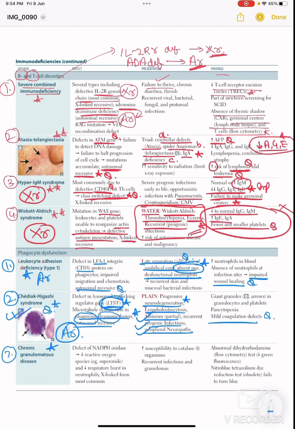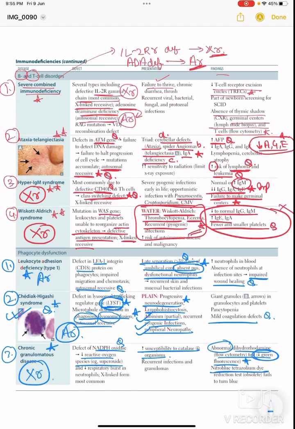Lastly, chronic granulomatous disease. It is due to NADPH oxidase deficiency, decreased reactive oxygen species and superoxide, and it is an X-linked recessive type of disorder. Increased susceptibility to catalase positive organisms will be there. And what is important? Dihydrorhodamine flow cytometry test is done, and it is abnormal. When will we understand that it is abnormal? When decreased green fluorescence is present.